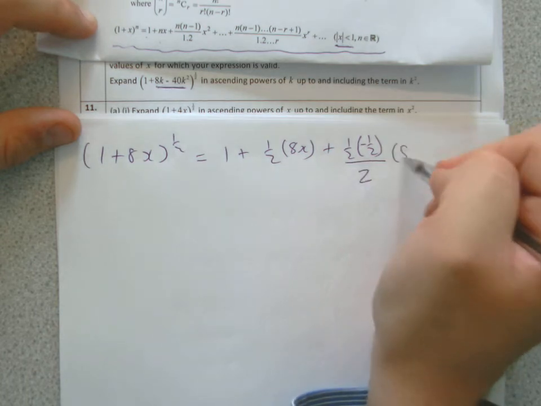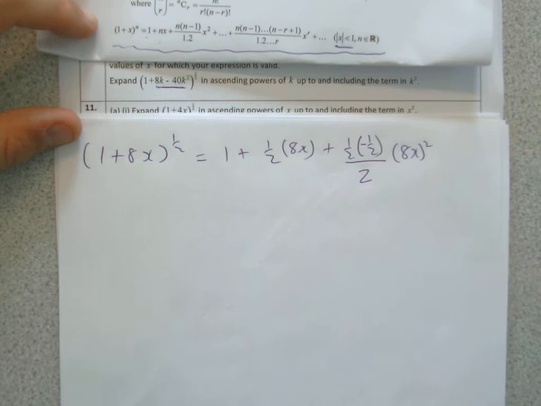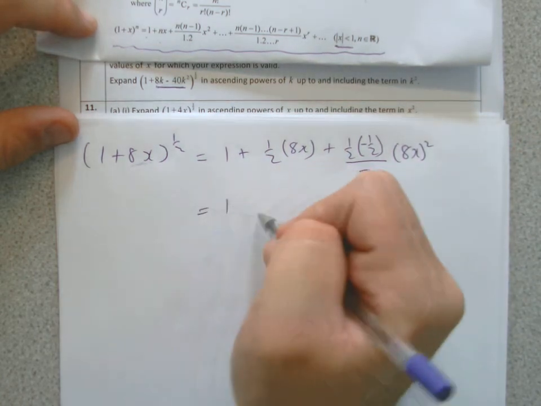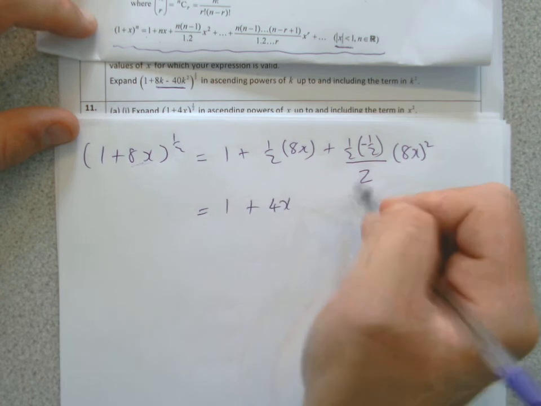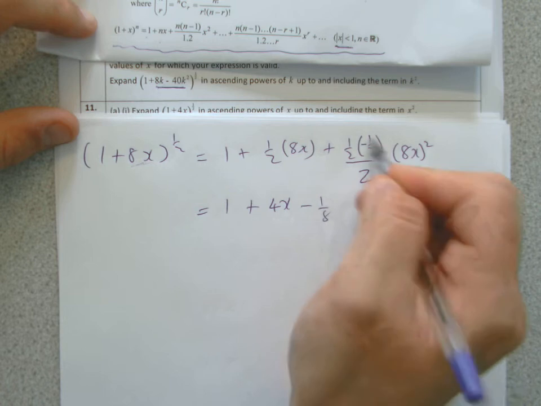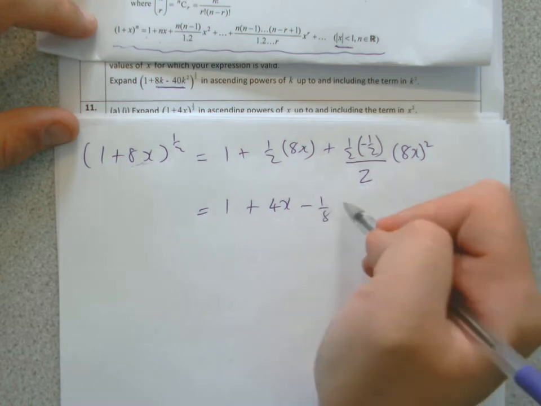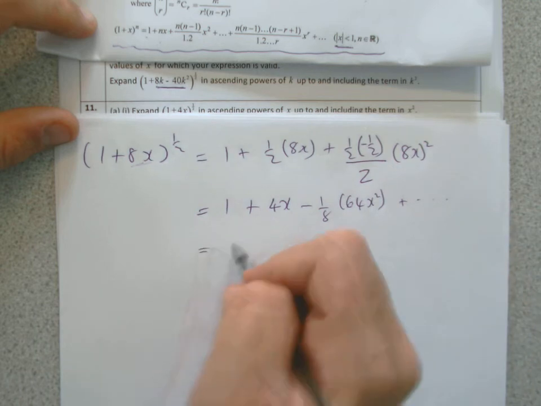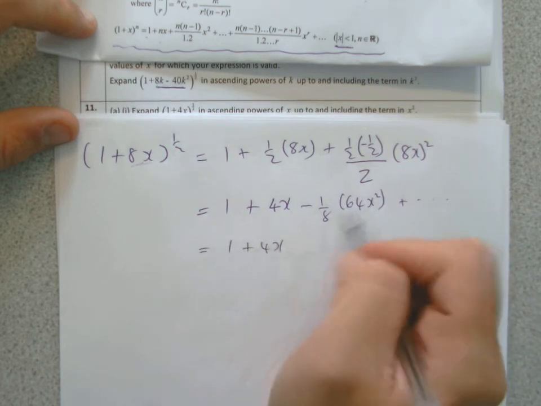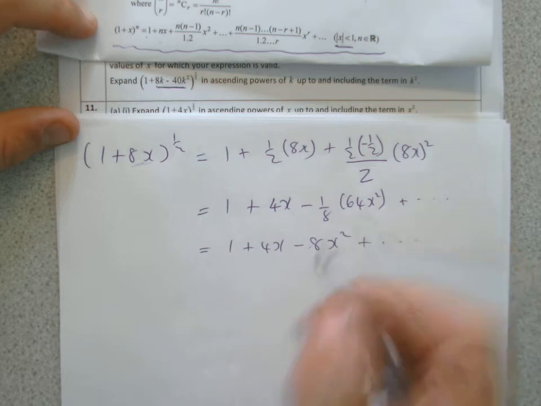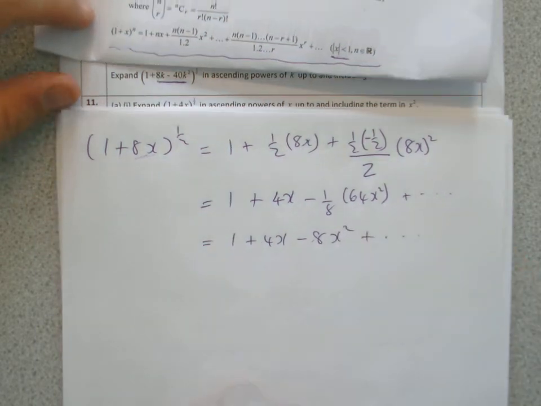and then x squared, so you can do 8x all squared. You're going to square all of this, so important to do that. So this then becomes 1, plus then 4x, and here then this becomes an 8th, or minus an 8th, when you do that on your calculator, and then when you square that, you get 64x squared. And then you get 1 plus 4x, and then this then becomes minus 8x squared. So there you go, that's expanded up to x squared.